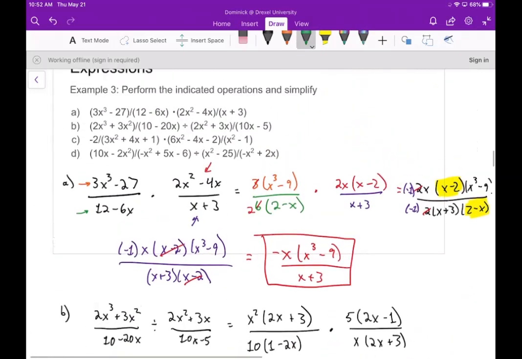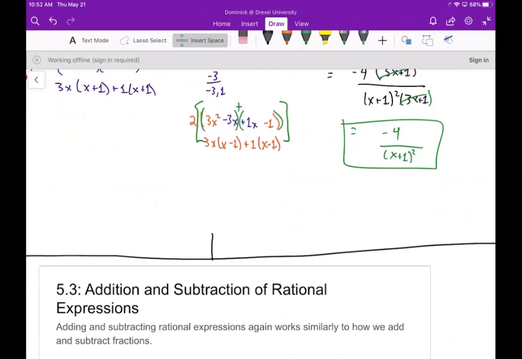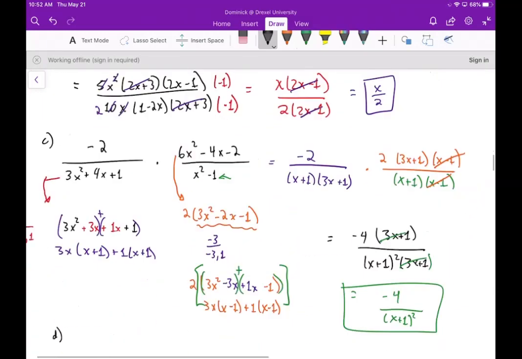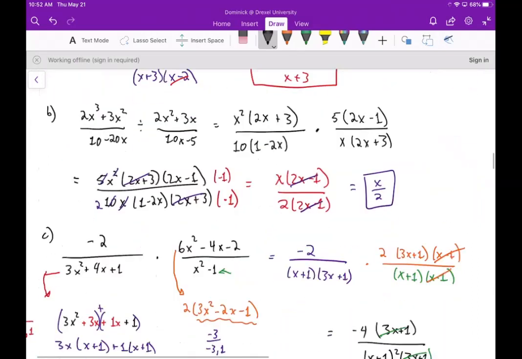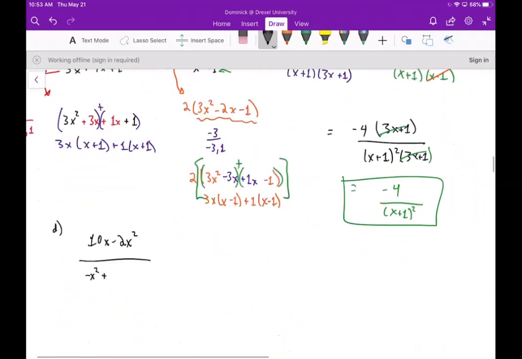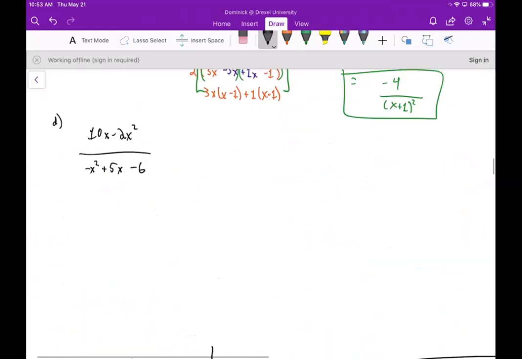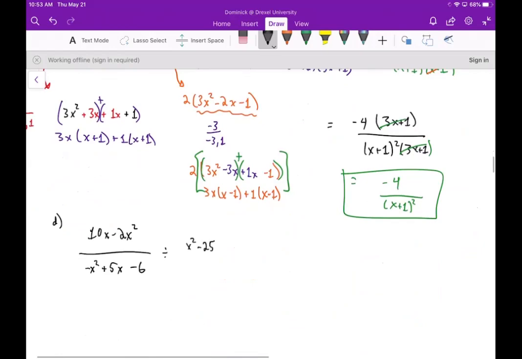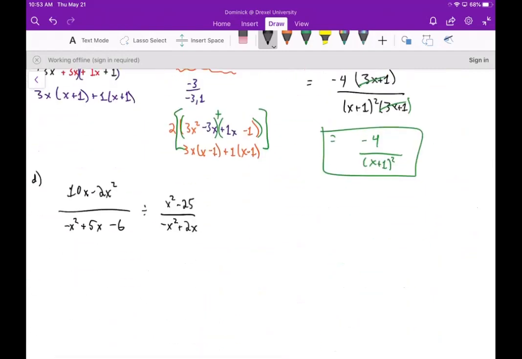Okay, so one last example for this video. So let's see, kind of give myself a little bit more room. Okay, part D, we want to do 10x minus 2x squared over -x squared plus 5x minus 6, and then we have a divided by x squared minus 25 over -x squared plus 2x. Okay, so let's go ahead and we'll get to work with our factoring.